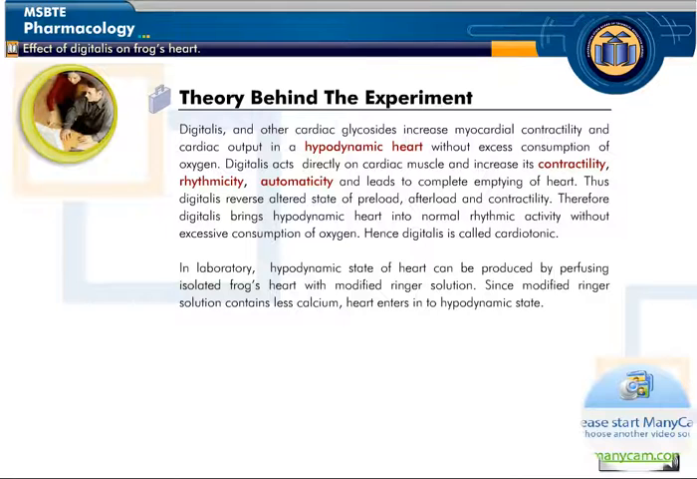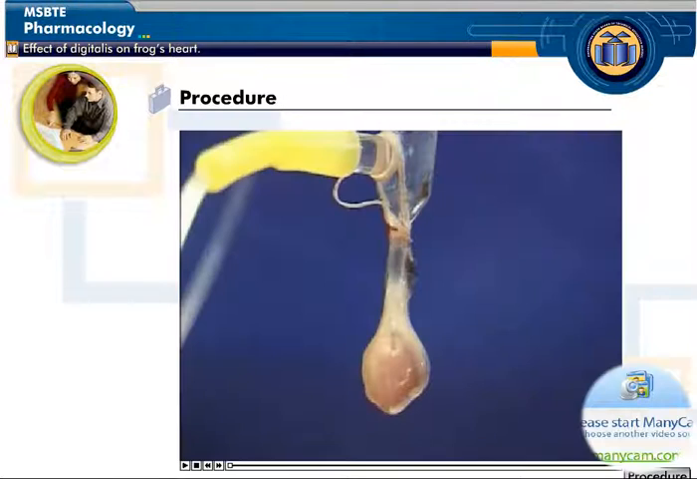In laboratory, hypodynamic state of heart can be produced by perfusing isolated frog's heart with modified Ringer solution. Since modified Ringer solution contains less calcium, heart enters into hypodynamic state. We have already learnt the isolation technique of frog's heart preparation.